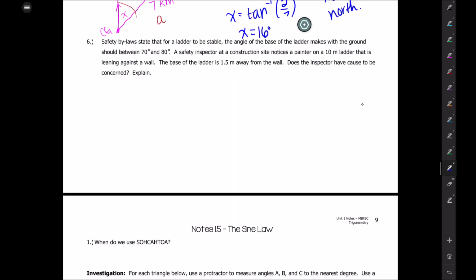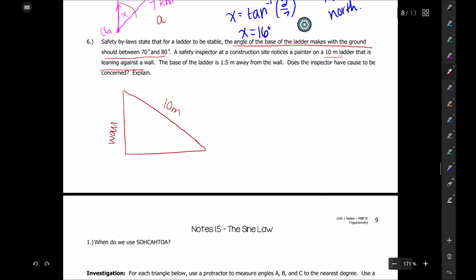Okay, number 6. Safety bylaws state that for a ladder to be stable, the angle of the base of the ladder that makes with the ground should be between 70 and 80 degrees. A safety inspector at a construction site notices a painter on a 10-meter ladder that is leaning against a wall. So let's go ahead and draw a picture of what's happening here. Here's our wall. Okay, here's our ladder, and it's 10 meters. Okay, and the base of the ladder is 1.5 meters away from the wall.